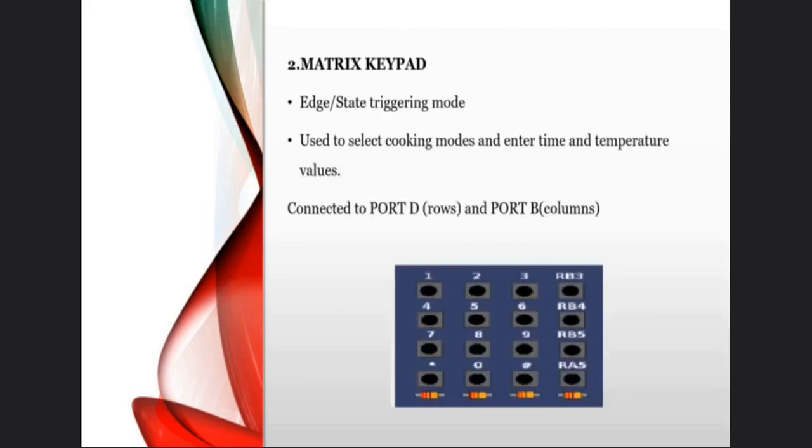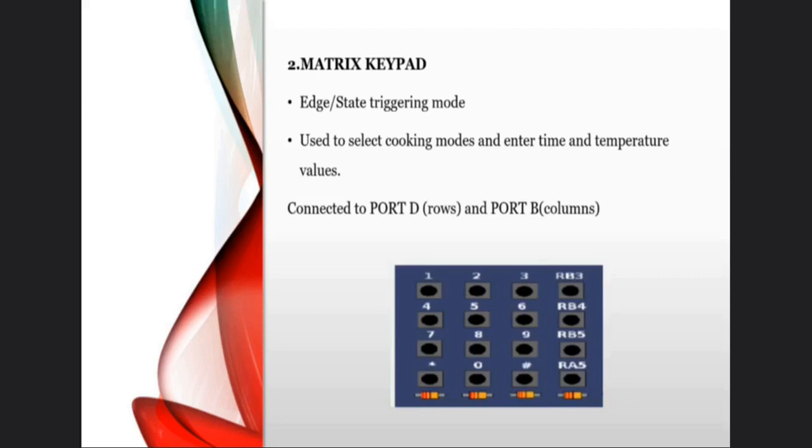The second peripheral we are going to discuss is the matrix keypad. It uses tactile keys. In a matrix keypad there are 12 keys, that is 4 rows and 3 columns. In this project we use the matrix keypad to select cooking modes, time and temperature values.